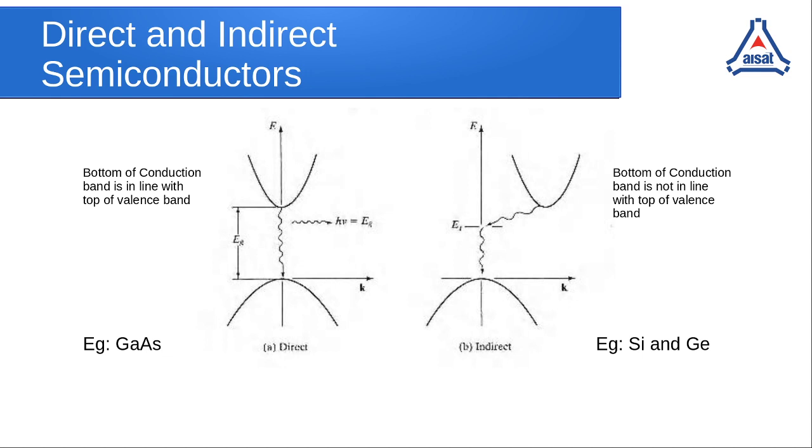If the bottom of conduction band is in line with top of valence band, such semiconductors are called direct semiconductors. While an electron falls from the conduction band to the valence band, it releases energy in the form of light. So the example of direct semiconductor is gallium arsenide, a compound which is used to make LEDs.